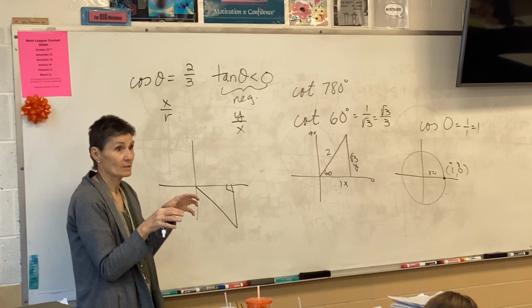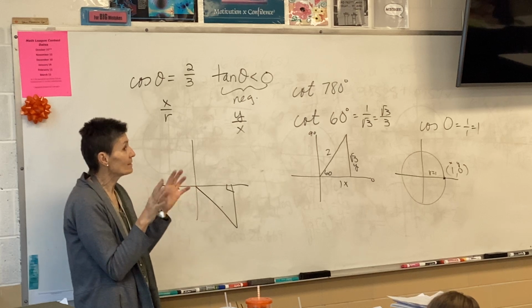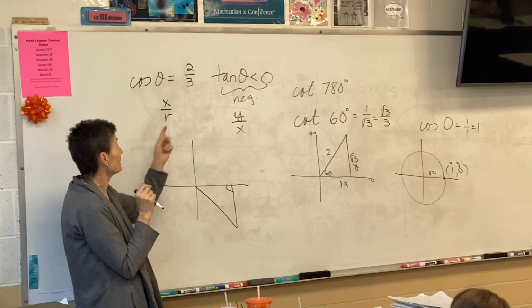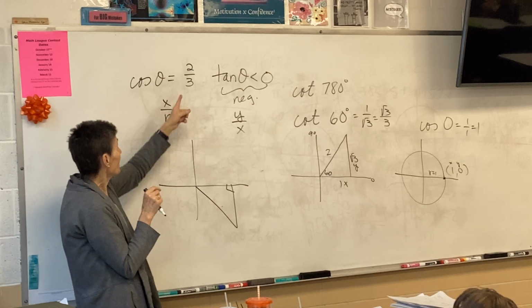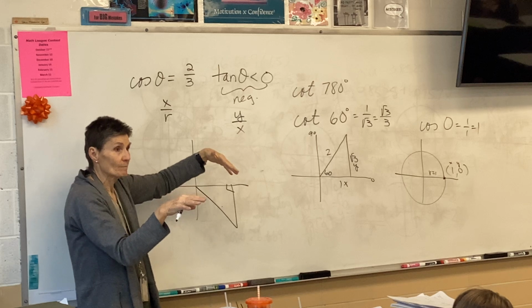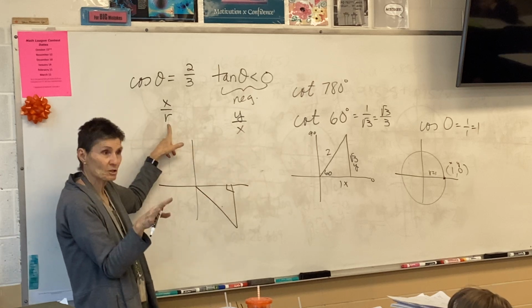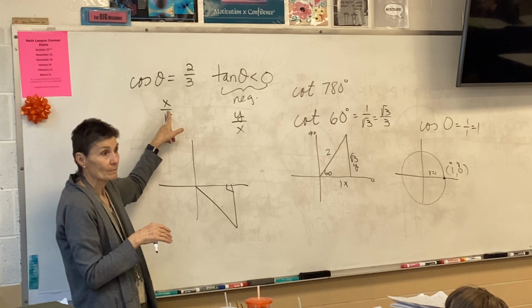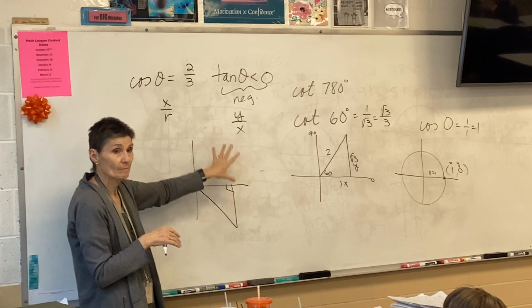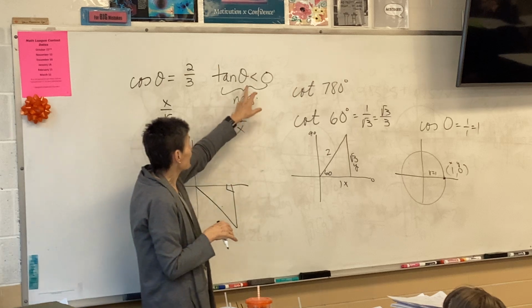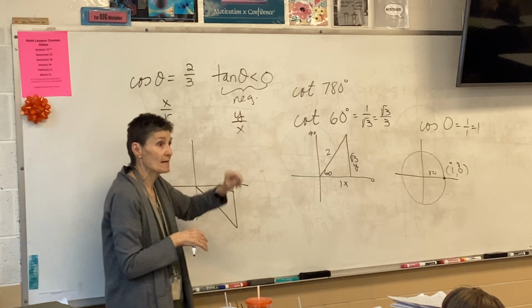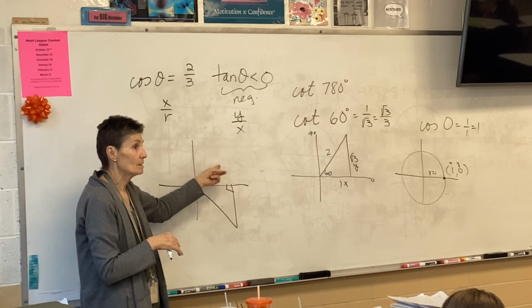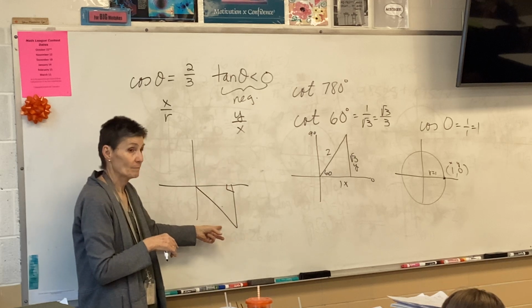That's the hard part. Once you know what quadrant you're in, then it's pretty easy. So let's back up and make sure you followed all that. We know that 2/3 is a positive number. We know R has to be positive, so therefore X has to be positive. That happens over here. But tangent, which is Y over X, has to be negative.